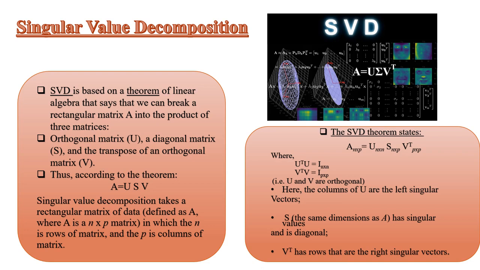SVD is factorization of rectangular matrix, here A, into product of three matrices as given here. U is the orthogonal matrix having columns as left singular vectors. S has singular values and is diagonal covariance matrix. These are arranged in descending order. V is the transpose of orthogonal matrix having right singular vectors in rows. S specifies luminescence of an image, whereas U and V represent geometry of image. The mathematical representation is given.